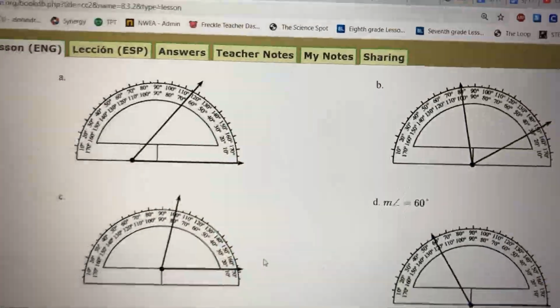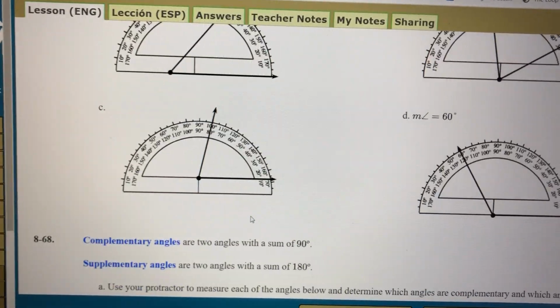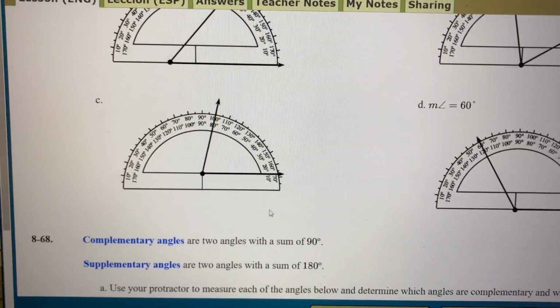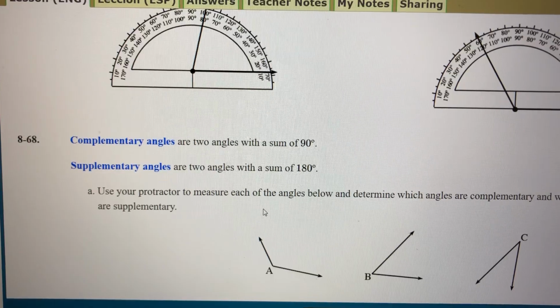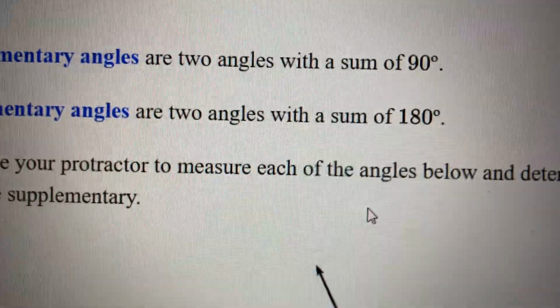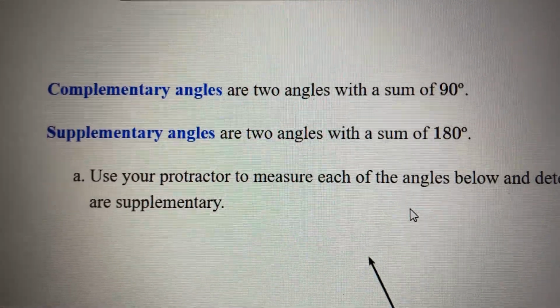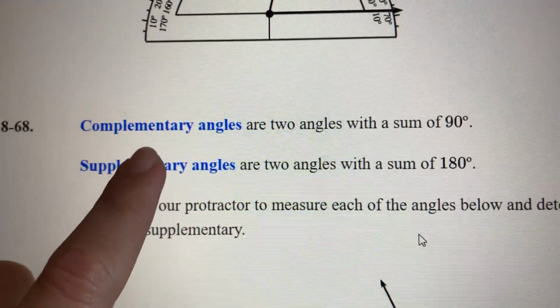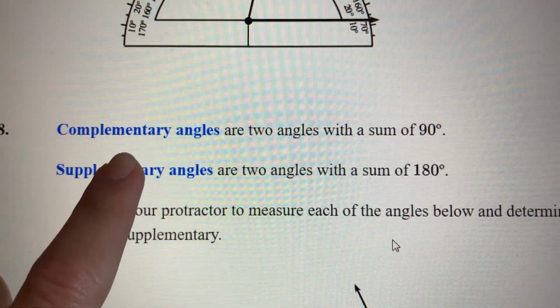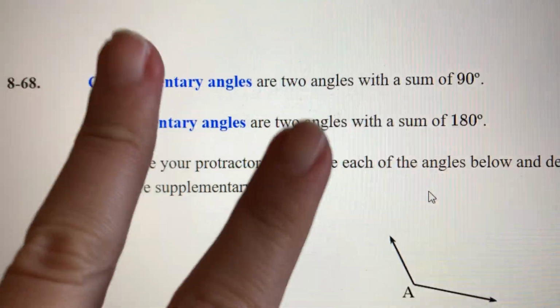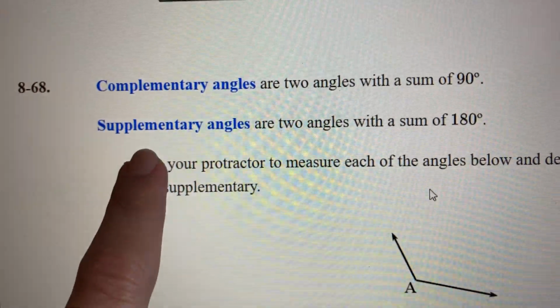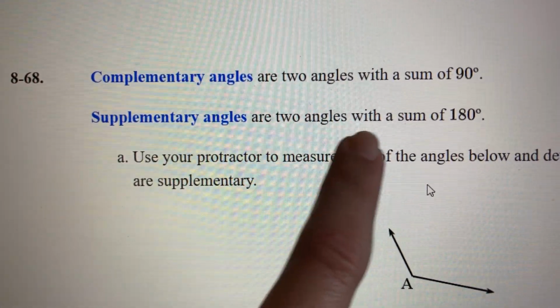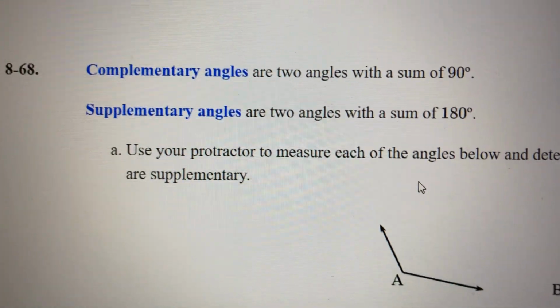All right, so there we are for 8-67, learning about protractors. Okay, some vocab coming at you. You'll notice with geometry, there's always a lot of vocabulary going on. So here we go. We've got complementary angles. Those are two angles with a sum of 90 degrees. Supplementary angles are two angles with a sum of 180 degrees.